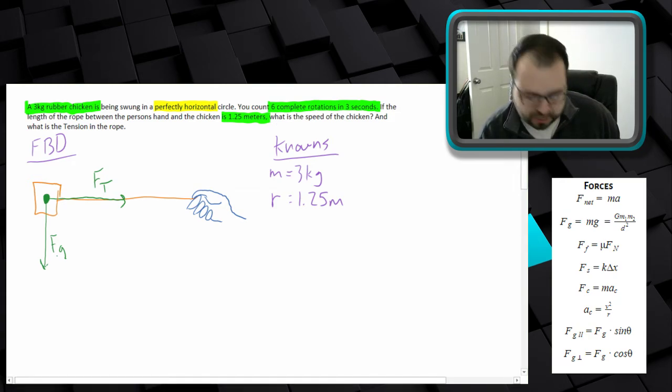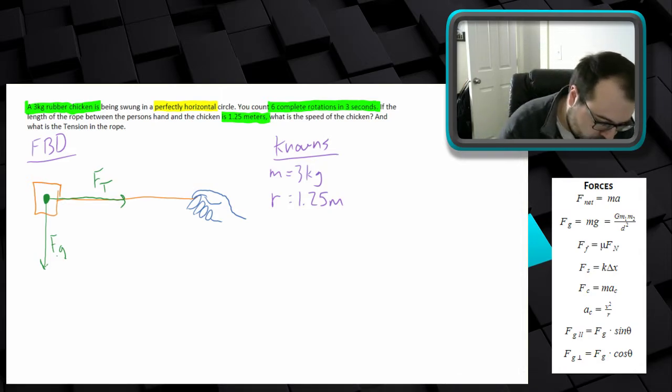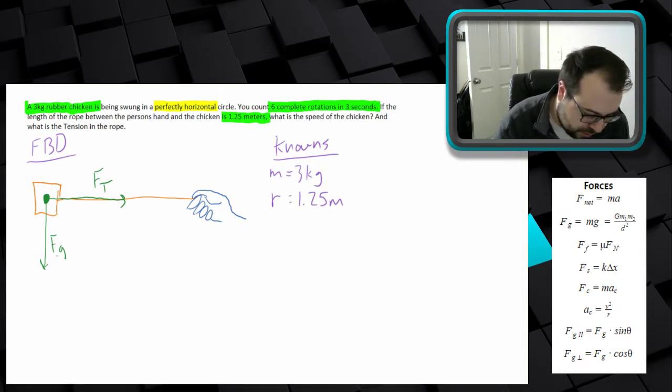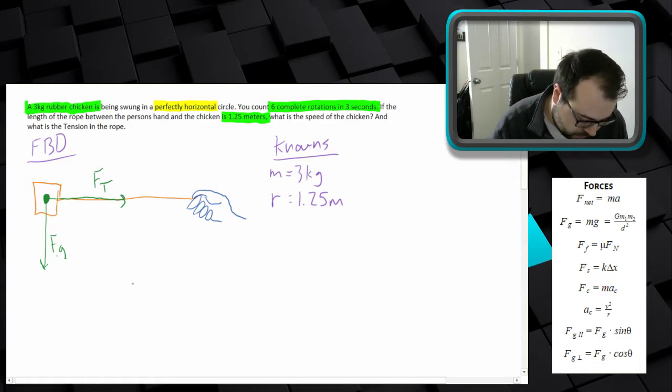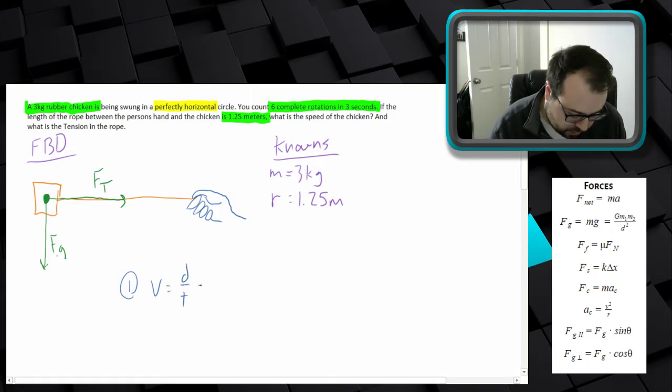So we can figure out what the speed of this chicken is really quickly. We have an equation for finding speed. It's in our reference tables. We've used it a million times. We'll do part 1 over here. V equals d over t. That is our equation for speed.